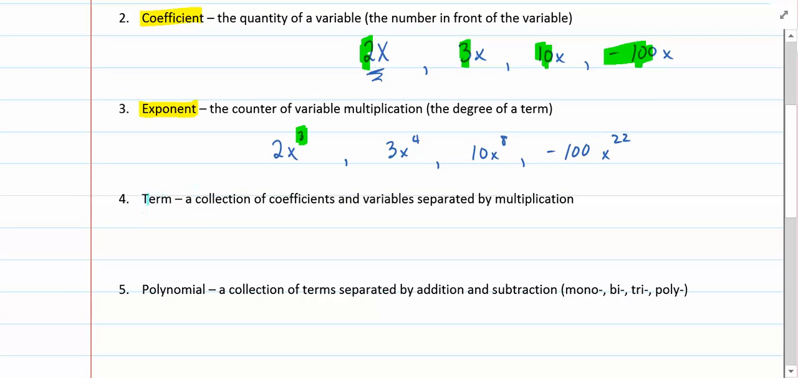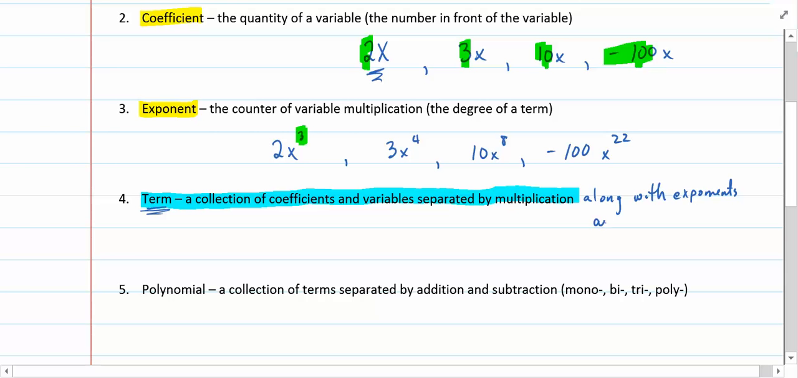And here's a good definition to add to your notebook. You should be writing all of these down, but this one in particular is very good. A term is a collection of coefficients and variables separated by multiplication. We should also indicate that exponents exist in terms as well. So I'll just add that to the end here, along with exponents as counters of multiplication.